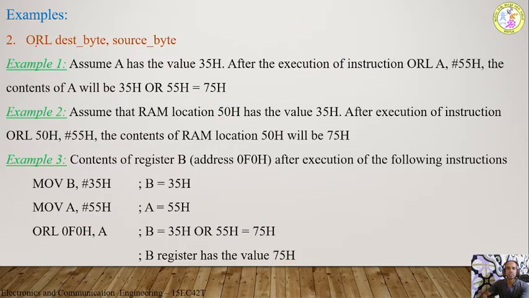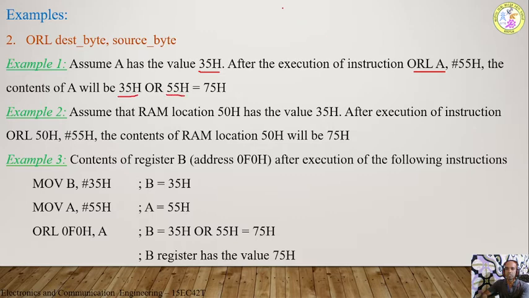The second instruction is ORL, which is the OR operation. How we performed the AND operation, now we need to perform the OR operation. The same data we have taken. Assume that the content of A is 35, and we are going to execute this instruction. Now we are performing the ORL instruction, that is, OR logically, the content of the accumulator with the immediate data 55. We now need to perform the OR operation between these two data.